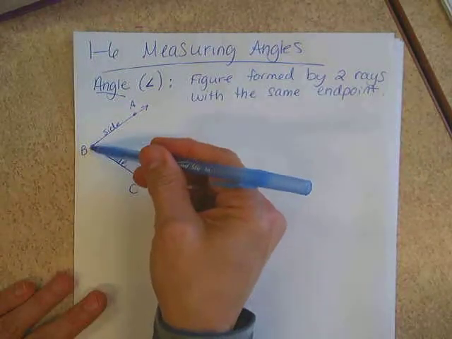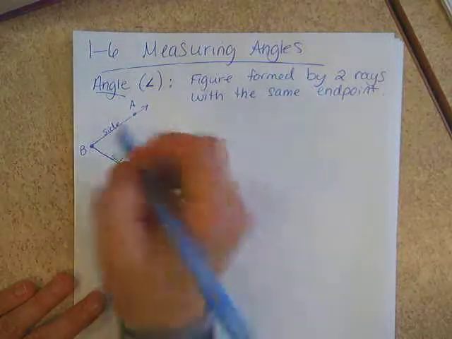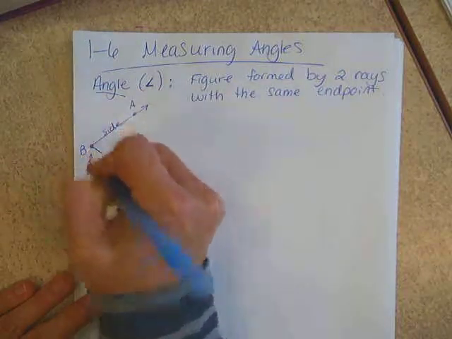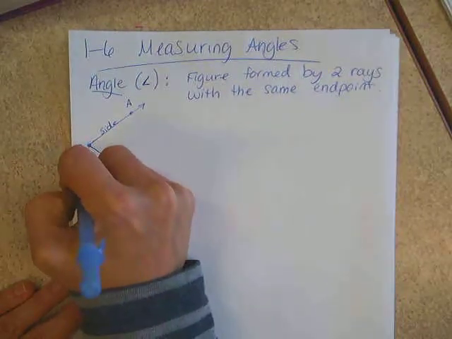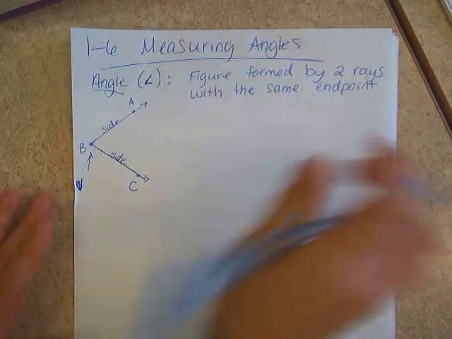B, the endpoint of the rays, is called the vertex. That's another one that you need to be familiar with. So that is the vertex.